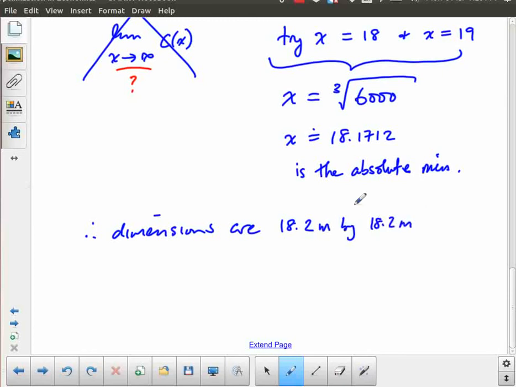And then I do my last calculation, which was 4,000 divided by that answer squared, and that works out to be 12.1 meters. So those are the dimensions of the box that will give us the lowest cost possible for the materials that we've chosen.